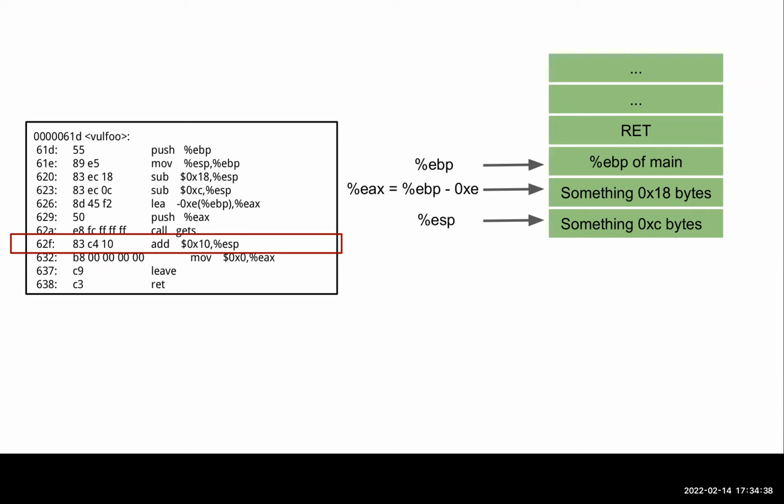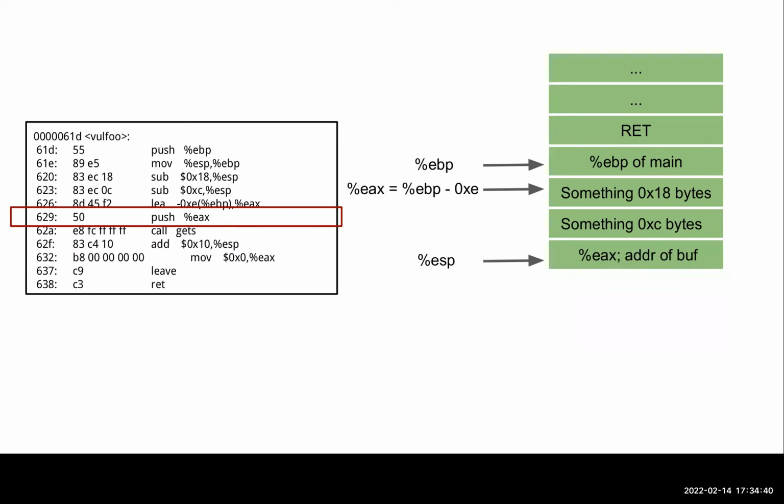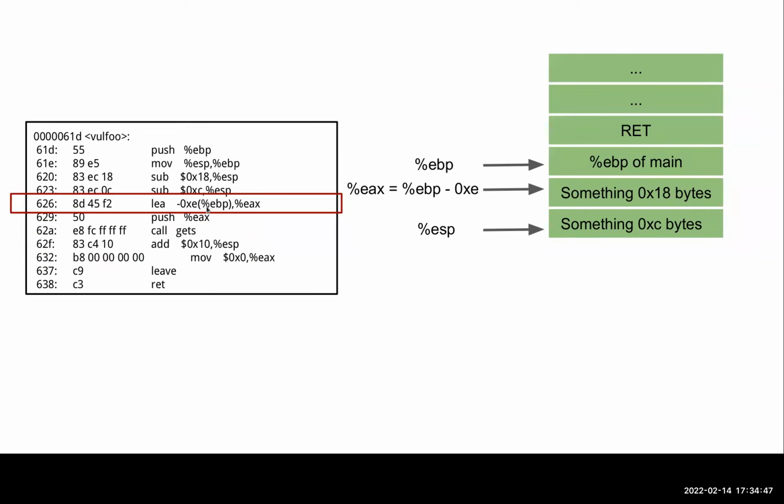The address of the buffer. Yes, here. The load effective address instruction. Load the EBP minus something into EAX. So that means the destination is at EBP minus E. It is the only variable.